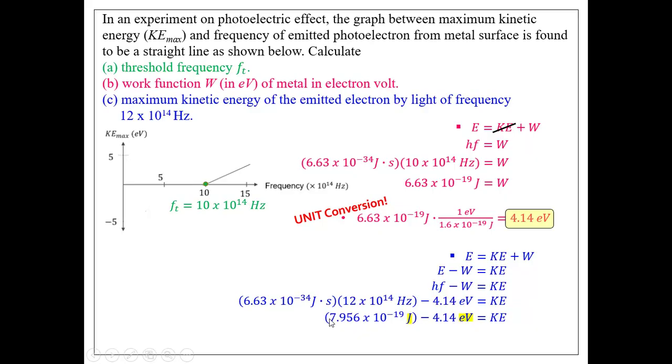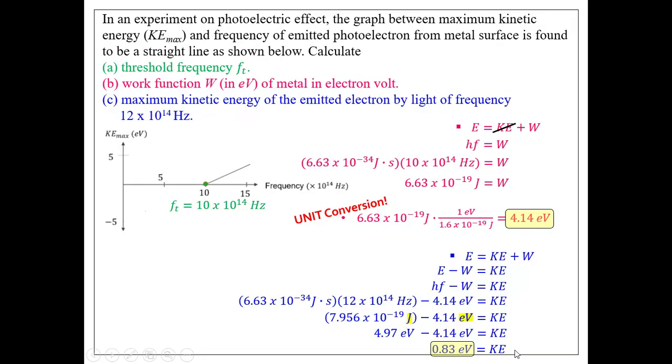So here you would have to convert the 7.956 times 10 to the negative 19 joules into electron volts. If you've been keeping up with this video, I will leave that for you to do. So if you convert it carefully and correctly, you should get about 4.97 eV. The 4.14 eV stays the same. So really now we have both in electron volts, so you can just take the difference. The difference between 4.97 and 4.14 eV would simply be 0.83 eV, and that is your answer for part C. So the kinetic energy would be 0.83 eV.